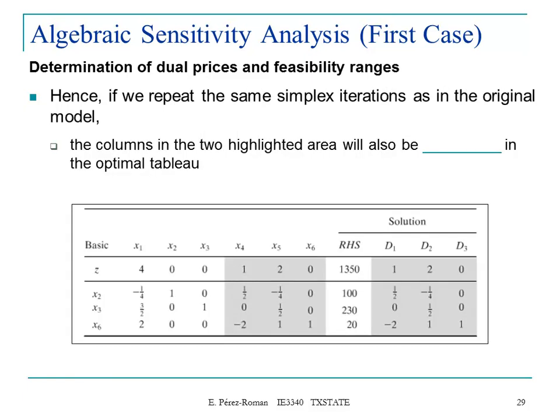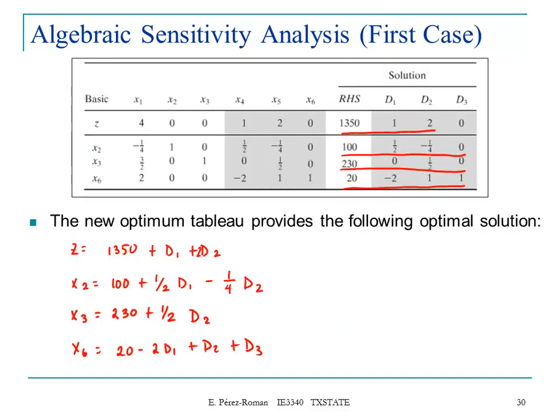Okay, so if we repeat the same simplex iterations in the original model, the columns in the two highlighted areas will be the same, or identical, in the optimal tableau. So these three columns, which are the ones corresponding to X4, X5, and X6, are going to be equal to these three columns. Okay? So the new optimum tableau provides the following optimal solution.